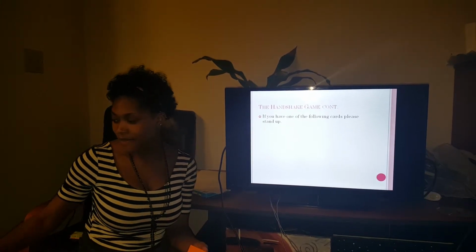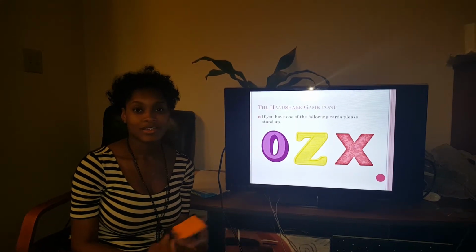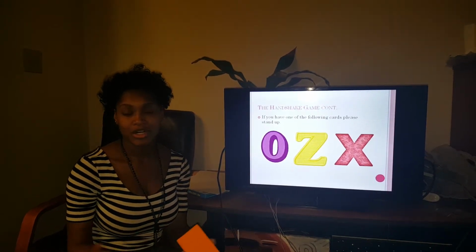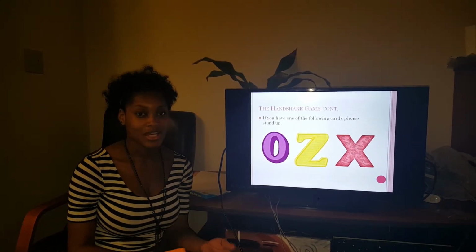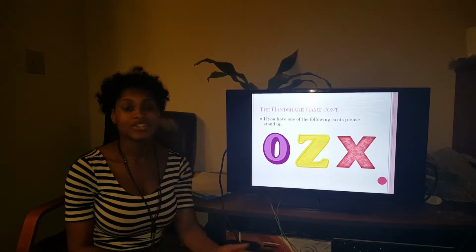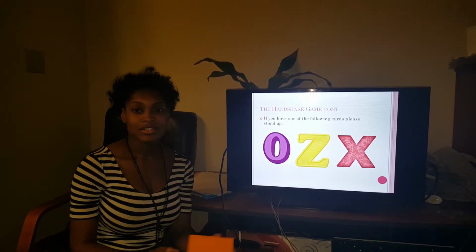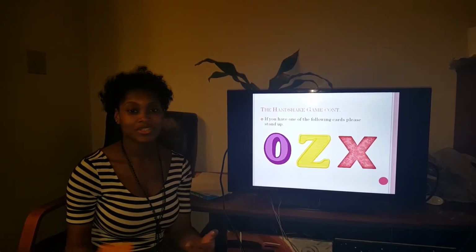If you have the following cards, I want you to stand up: O, Z, or X. At this point, I'll give those students a little bit of time to stand up. A select few, a small group, will be standing up. Next, if you came in contact or shook hands with anyone who is standing up, I need you to stand up. So then some more students will stand up.